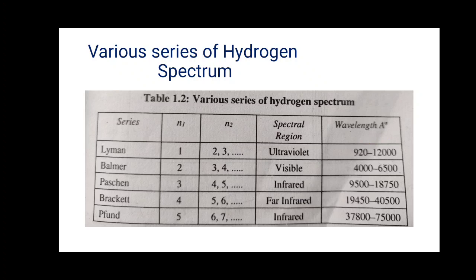Pfund series. n1 and n2 are energy levels, then spectral region and wavelength, which is given in the unit Angstrom.